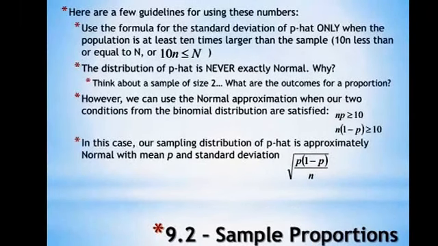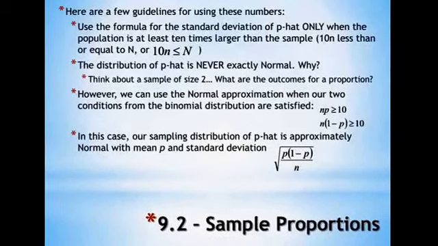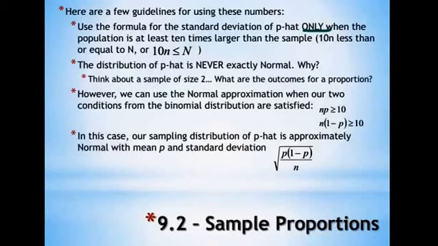Here are a few guidelines for using these numbers. Use the formula for the standard deviation of p hat only when the population is at least 10 times larger than the sample. So 10 times n has to be less than or equal to big N. Remember, big N represents our population. The distribution of p hat is never exactly normal.